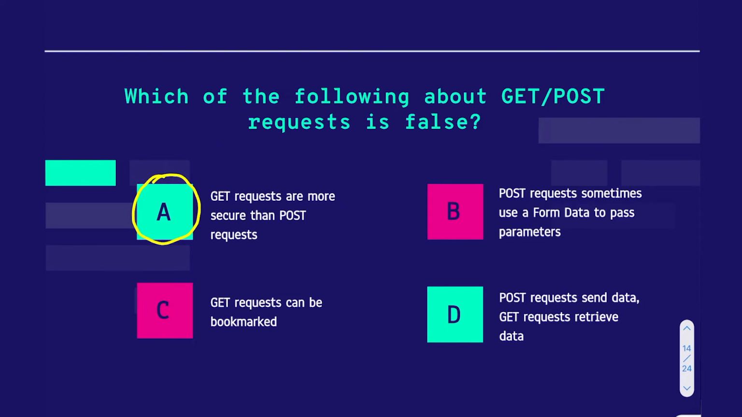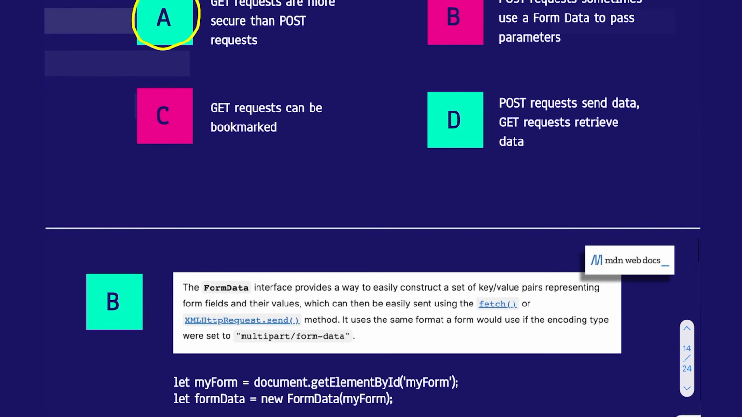So, POST requests sometimes use form data as parameters. This is correct. So from our friends at the MDN web docs, if you have some sort of form element within your HTML, you can grab that using document.getElementById with the ID myForm, and you can just pass it into new FormData, and what it'll do is make a bunch of key value pairs representing form fields and their values.